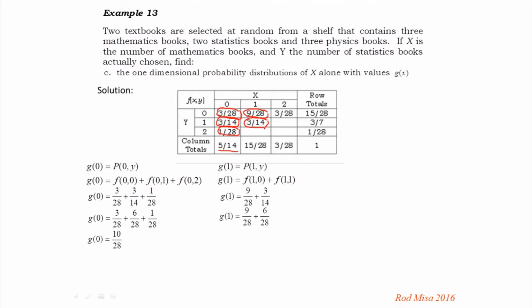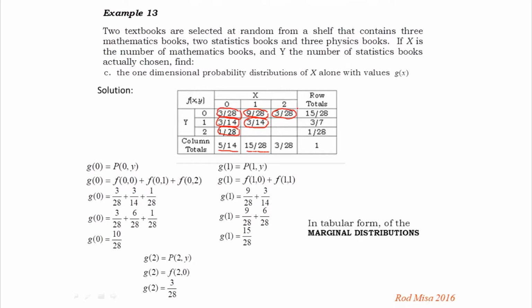So, making their denominators similar, we have the sum of 15 over 28, which can be seen here in the table as 15 over 28. But we can also solve for our g of 2. And the g of 2 has only one possibility, because this is when our x is 2 and our y is 0. So the probability value is 3 over 28.